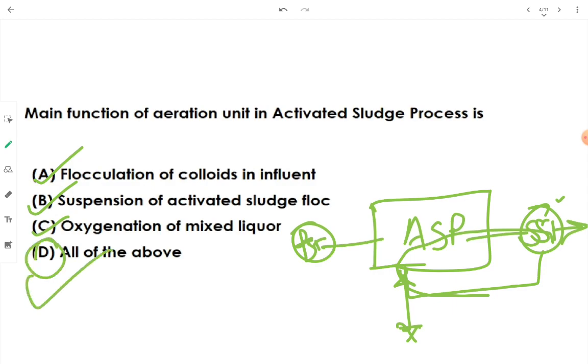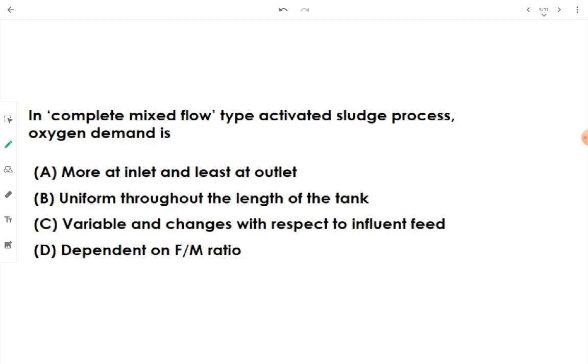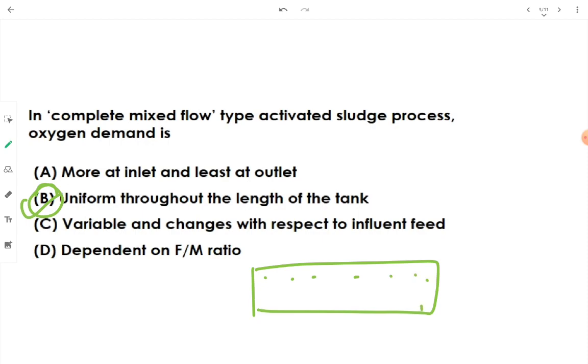All of the above. Okay, then in complete mixed flow type activated sludge process, oxygen demand is: in complete mixed flow type, the oxygen demand is uniform throughout the length of the tank. Okay, option B is the one, because when we are talking about complete mixed flow, throughout the length of the tank the microorganism and substrate concentration is going to be equal at all points. That's why whatever be the length of activated sludge process, all the concentrations of microorganism as well as the substrate for microorganism are going to be the same.